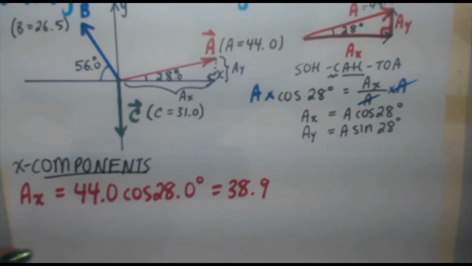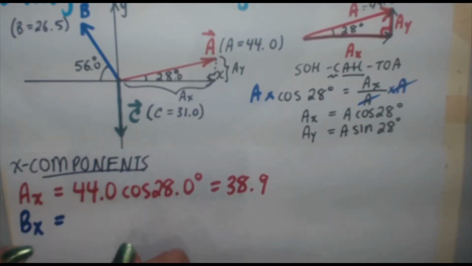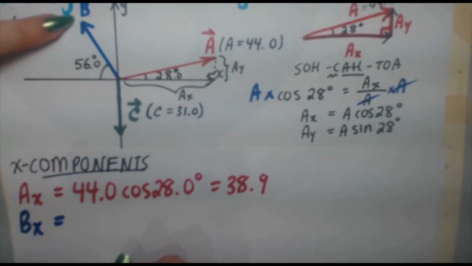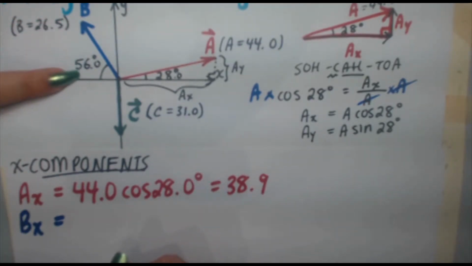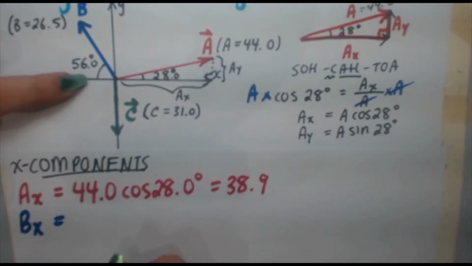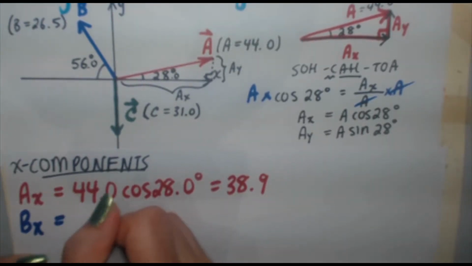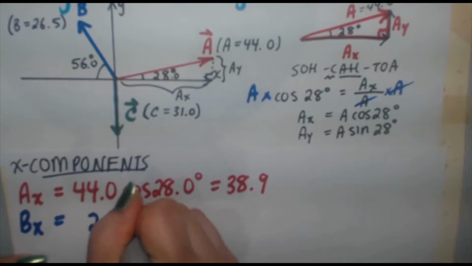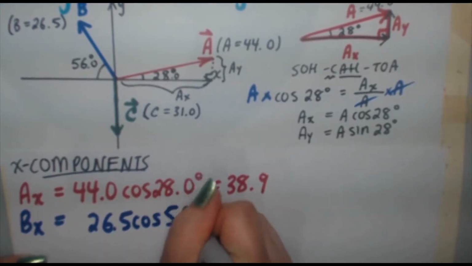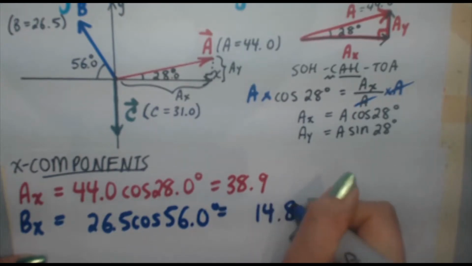Okay, 38.9. Now for B, okay, so BX, similar thing. When you look at B over here, if you were to drop a vertical line down to the negative x-axis, you would make a right angle here, and the x value is going to be the hypotenuse times the cosine of the angle. Okay, so we're going to do 26.5 cosine of 56.0 degrees equals 14.8.